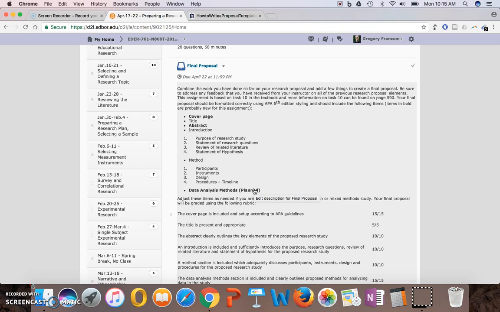The next page will have an abstract, and then you'll begin with what you've already written and include all these things that are not in bold because you've already written them. And then you're going to have the data analysis methods that are planned out. So you're going to want to take what you learned in this week and the last week on stats and on qualitative data analysis, whether your study is qualitative or quantitative, and plan the data analysis methods and put that into the paper and make a plan for those.